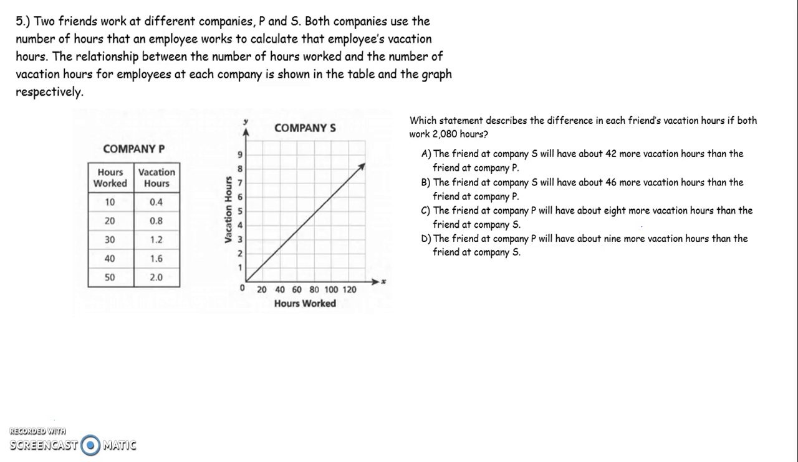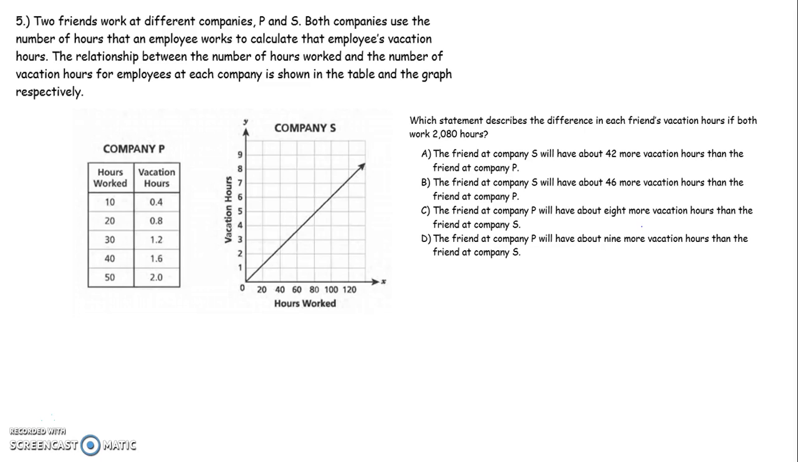Let's take a look at number 5. 2 friends work at different companies, P and S, okay? Company P is given in table form. Company S is given in a graph form. Both companies use the number of hours that employee works to calculate the employee's vacation hours.